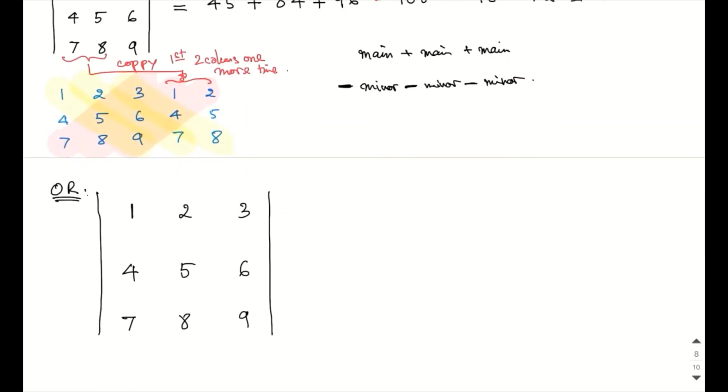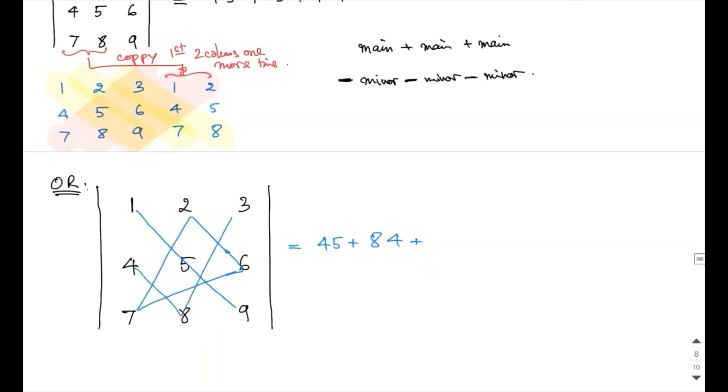I'm going to use the blue ink for what we are going to add and use the red one for what we are going to subtract. So first we are going to add this one. That's the main diagonal. So that is going to be 45. And then the triangles that are kind of parallel to the main diagonal. So this means you multiply 2, 6, and 7. That's 84. And then you multiply 4 and 8 and 3. So that is going to give you 96.